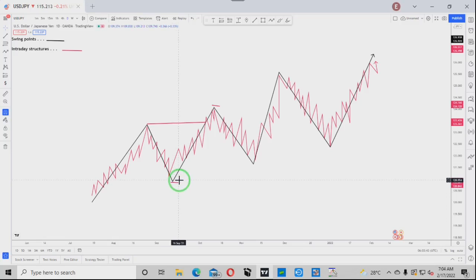Some traders have asked me about external range liquidity and internal range liquidity, and I told them, what exactly can your knowledge about external range liquidity and internal range liquidity do to improve your trading?